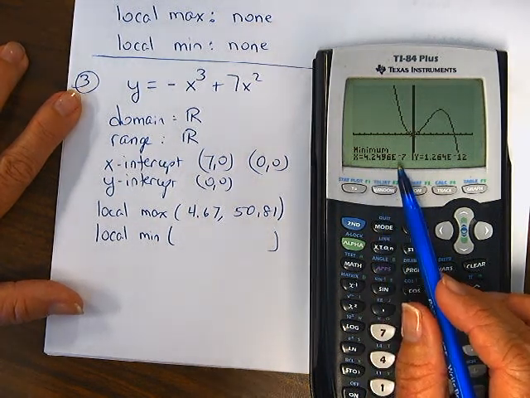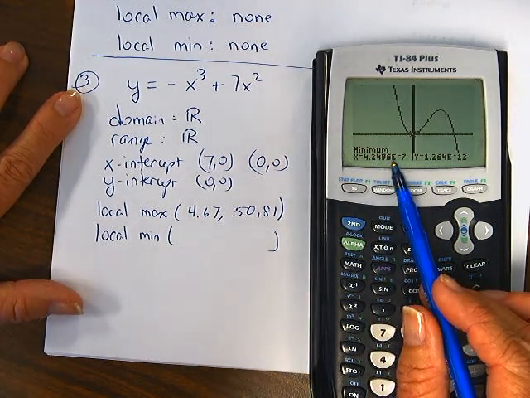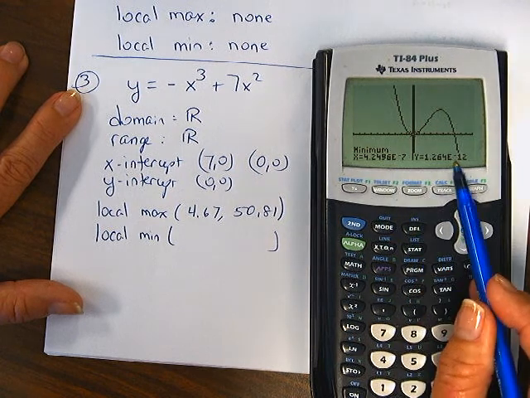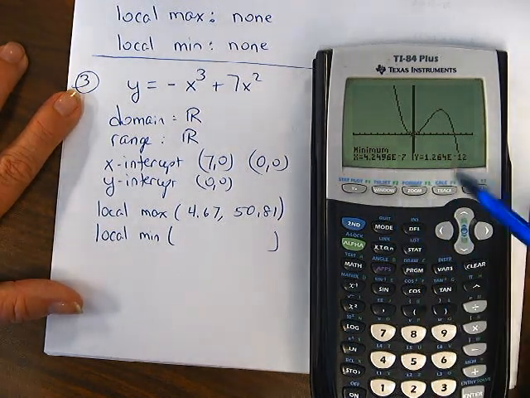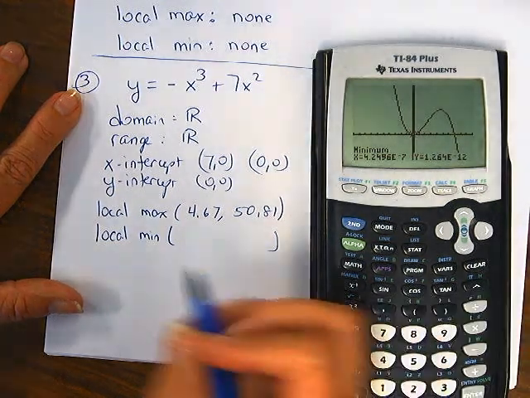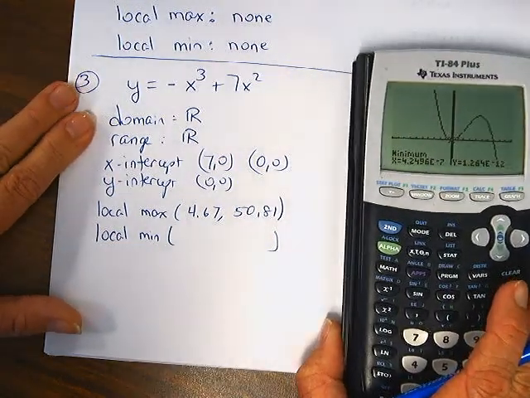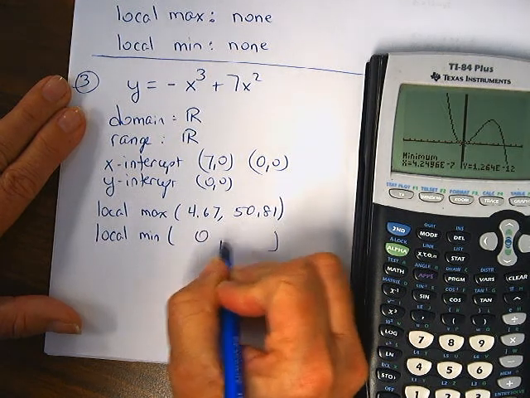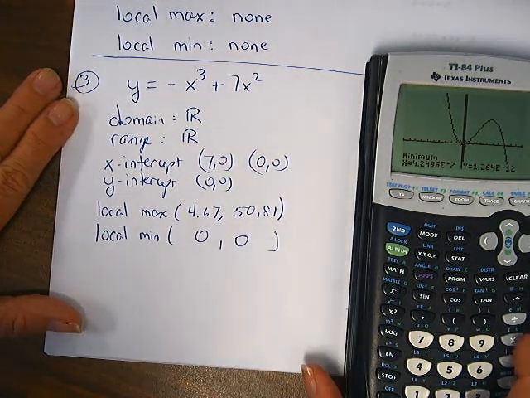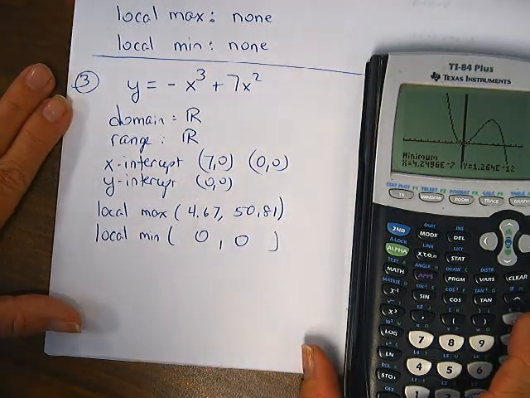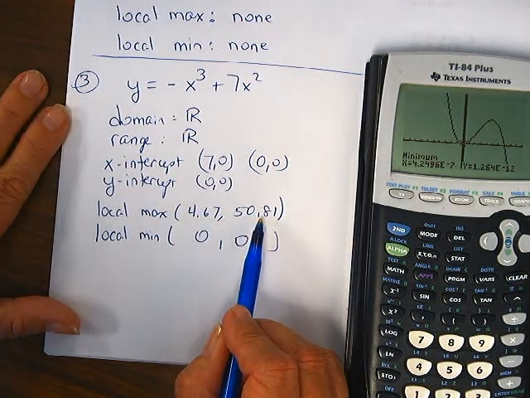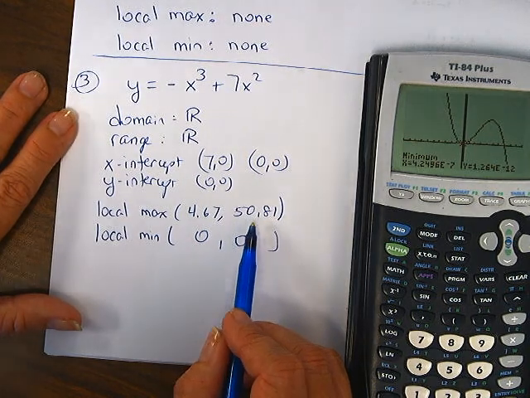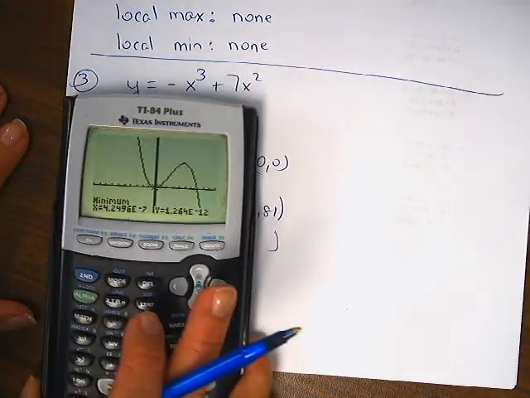So notice, remember these e's. If it's e to the negative power, we just count that as 0 because it's a slight calculator error. It's not calculating that that was 0, 0. We actually already knew that because that was our y-intercept and x-intercept. So our local min is at 0, 0. Our local max is at 4.67 and 50.81. Notice these are not nice numbers. That's going to happen with cubes.